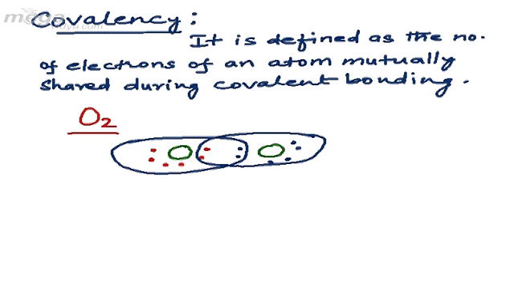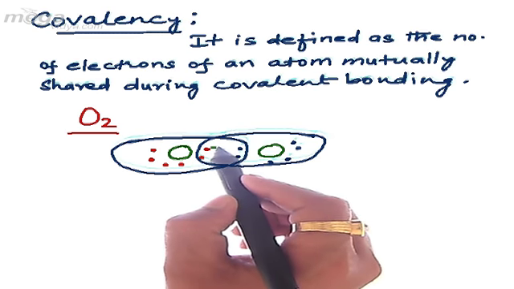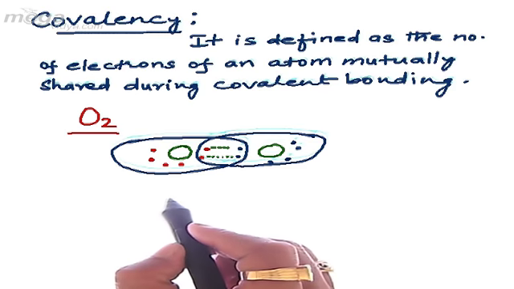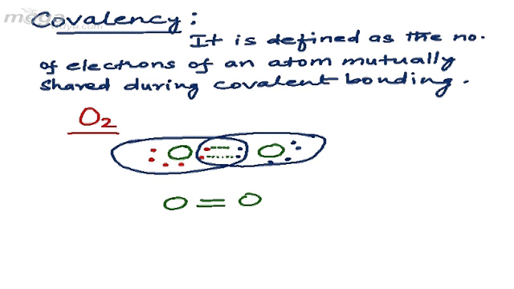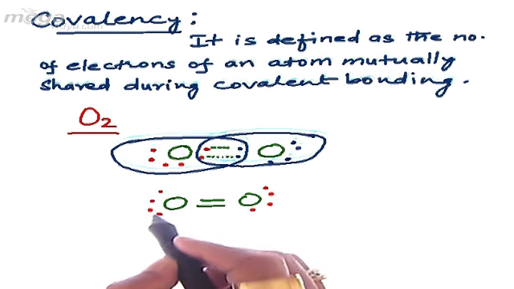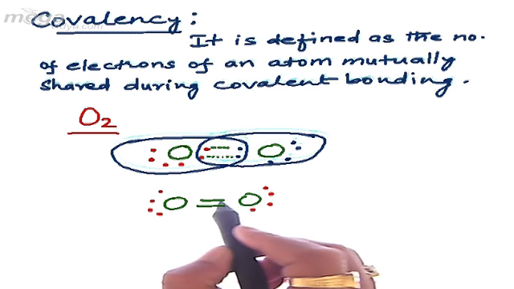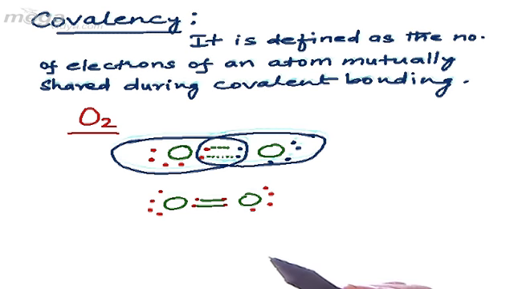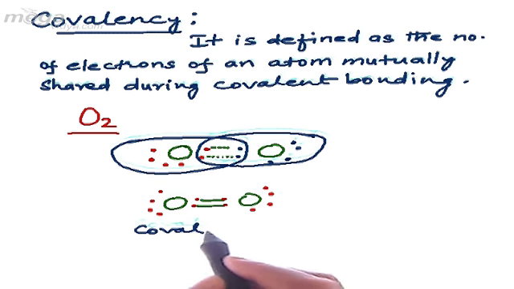Now what we are observing here is that the two oxygen atoms are undergoing mutual sharing of 2 electrons. So the same can be represented as O double bond O, and we find that 4 electrons of both the oxygen atoms are not participating in the bonding. During covalent bonding between these two O atoms, 2 electrons of both oxygen atoms are undergoing mutual sharing. So in this case, the covalency will be equal to 2.